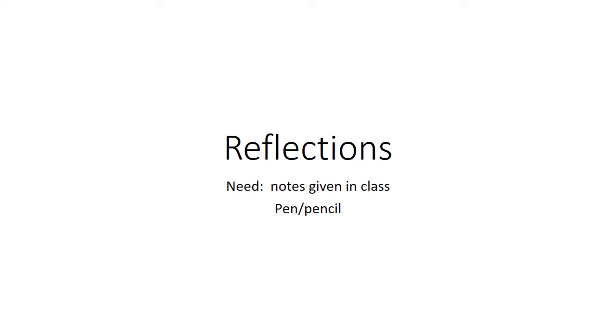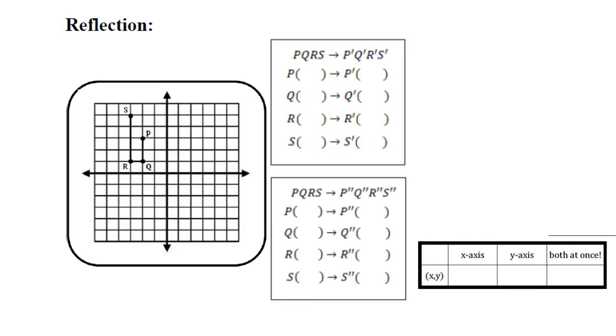Today we're going to talk about our next transformation, and it is called a reflection. All right, let's recall that a reflection happens when we flip something over a line. Okay, and the thing that's created is a mirror image.